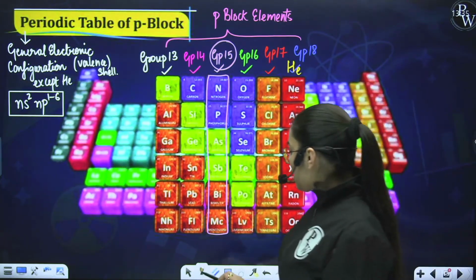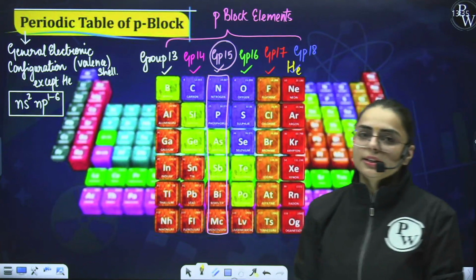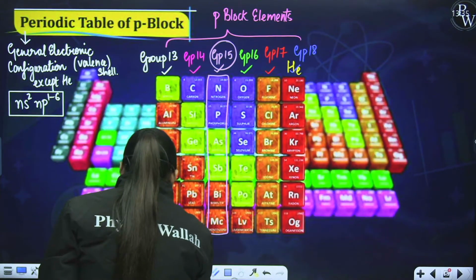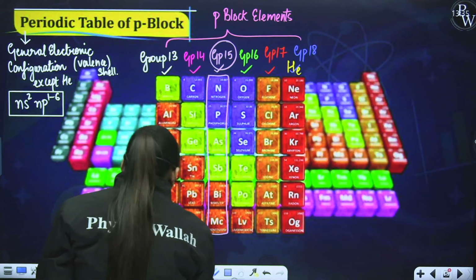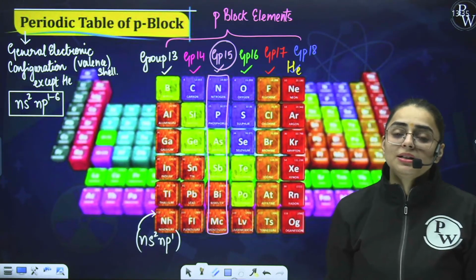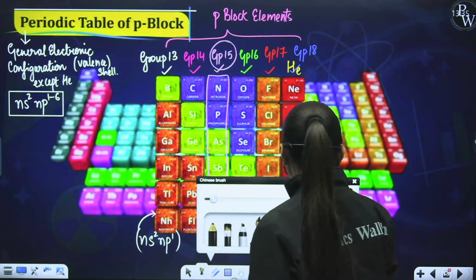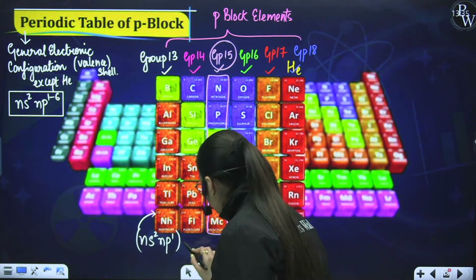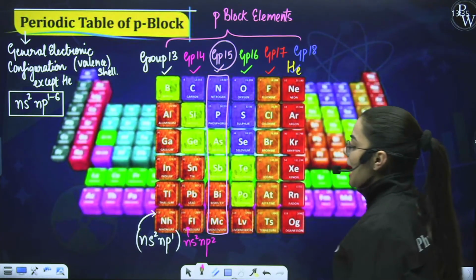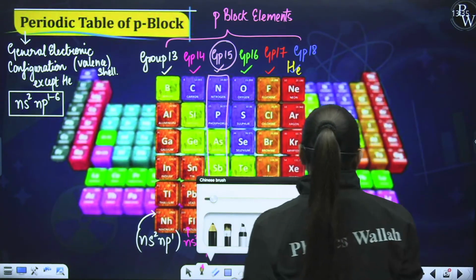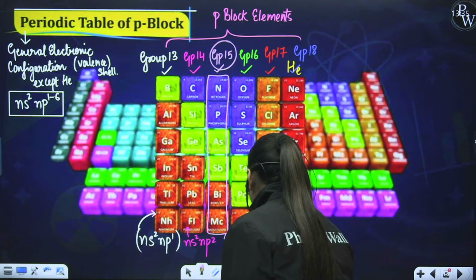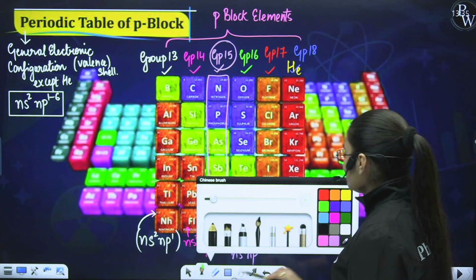Now, shall we write? Okay. So for group number 13, it is ns2 np1. What is the general electronic configuration for the boron family? It is ns2 np1. It is group number 13. Is it clear? Now for group number 14, what is the general electronic configuration? It is ns2 np2. What is the general electronic configuration for group number 15? It is ns2 np3. Then we have group number 16 over here.